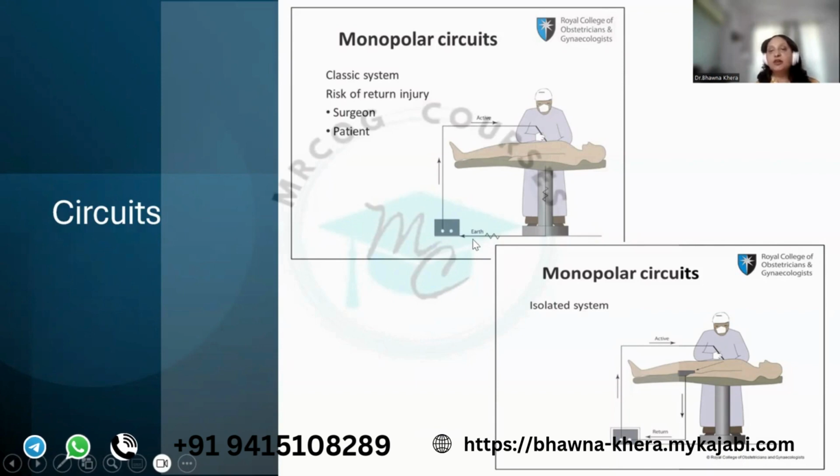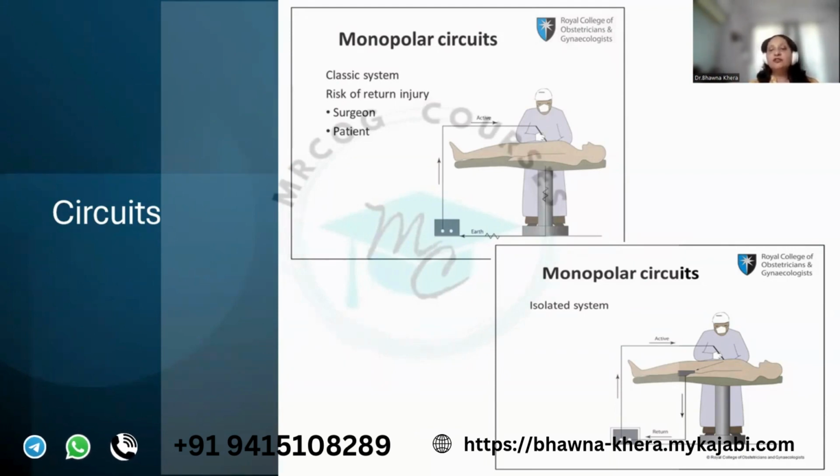So now in this case, what happens? Like if the patient is touching the table as well, then instead of current flowing through, current will flow through any other lower resistance area, and wherever it goes and wherever it leaves the body, it will cause burns. So there is risk of return injury and there could be burns for the surgeon as well as patient. Like if the surgeon is touching the patient, then he can also have burns.